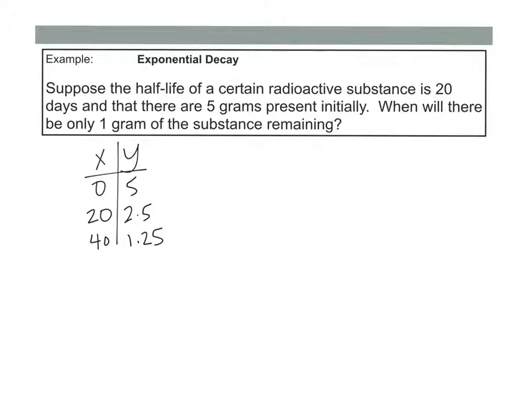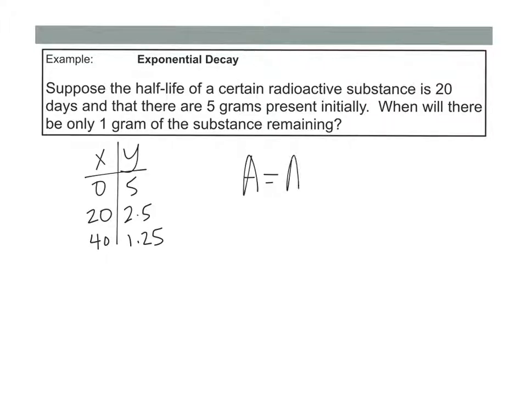We just keep going. After 60 days, there'd be half of 1.25, and so forth. It just keeps going. That's how half-life works. Every that many days, there's half left. So the formula for this makes a lot of sense intuitively if you try to understand it.